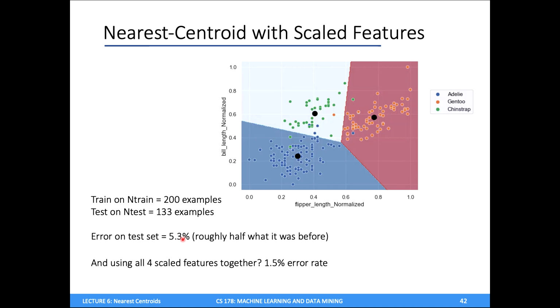This error rate here is, of course, with only 2 features, the flipper length and the bill length. But if you use all 4 features and scale all of them, we can get our error rate down to about 1.5%. So nearest centroids does pretty good on this data set if we pre-process our data and actually use all our features. That's not to say nearest centroids is a good classifier. It's more so saying this penguins data set is quite simple.